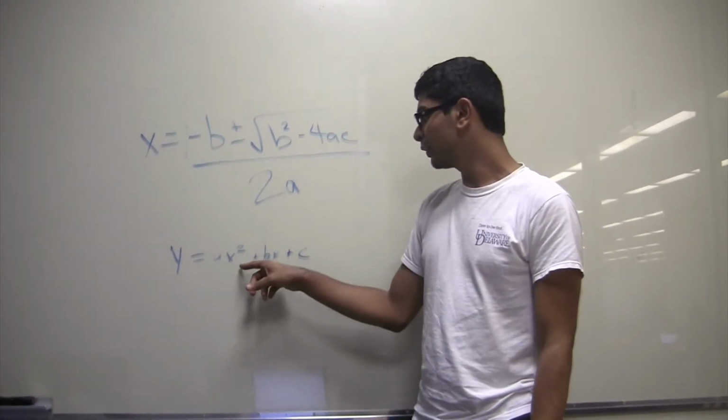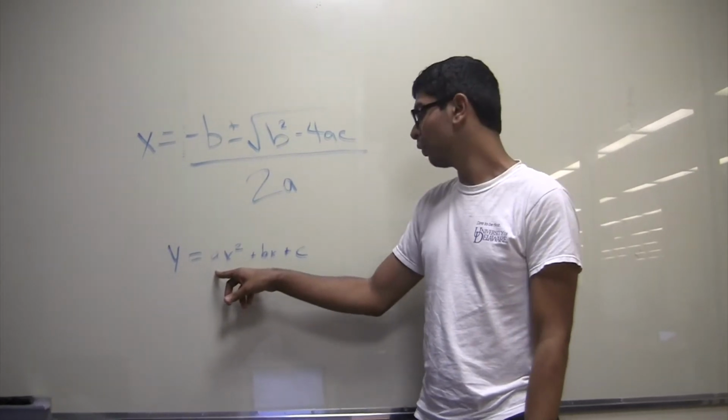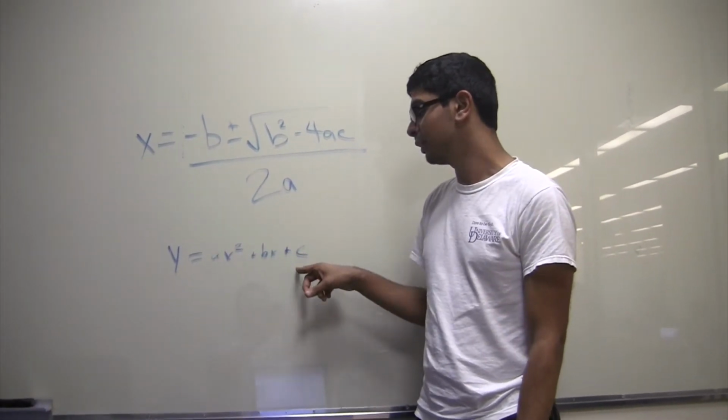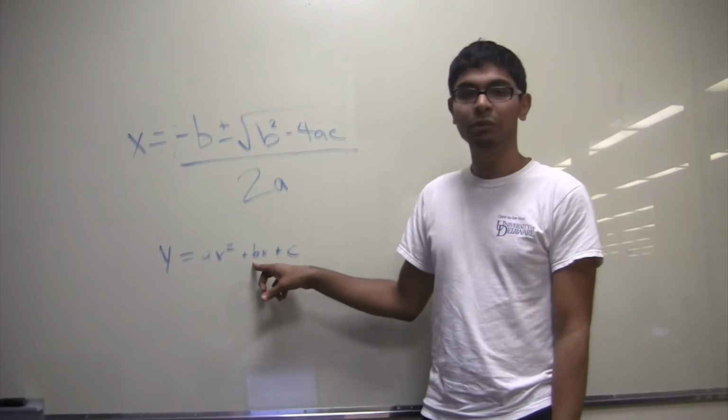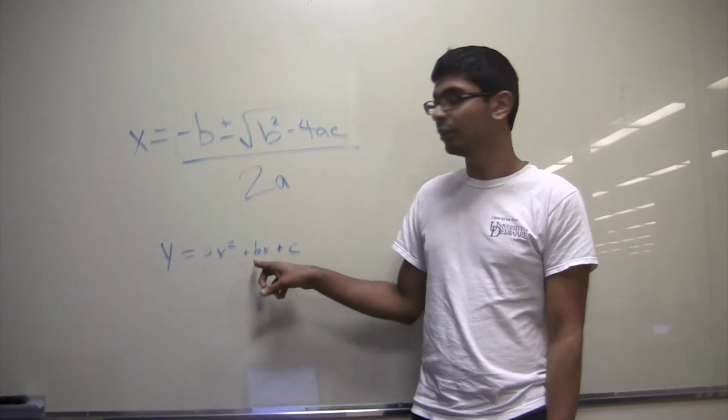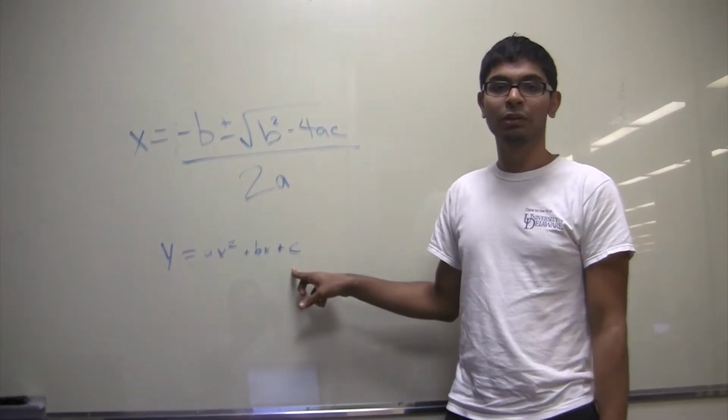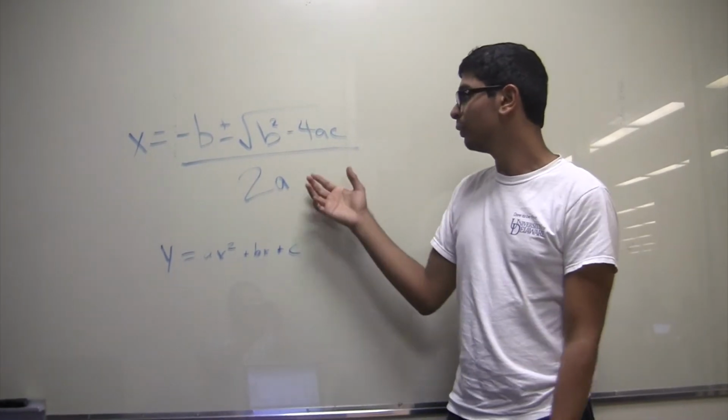The a would be the x squared version of the formula for y equals x squared plus bx plus c. B would be right in the middle, where the x is the x coefficient, and c will be the coefficient for the number itself. And we just plug it in.